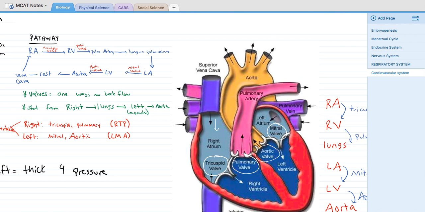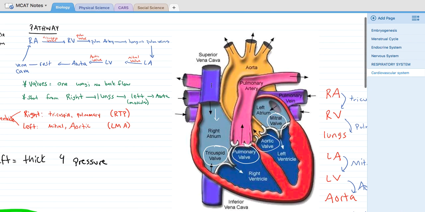The aorta will then send blood to the rest of the body, and then eventually that blood will come back again through the superior and inferior vena cava.